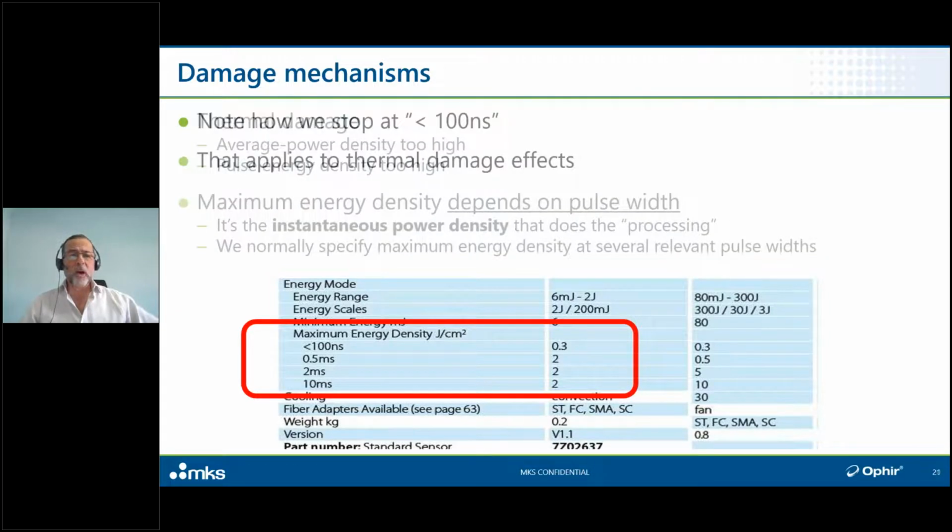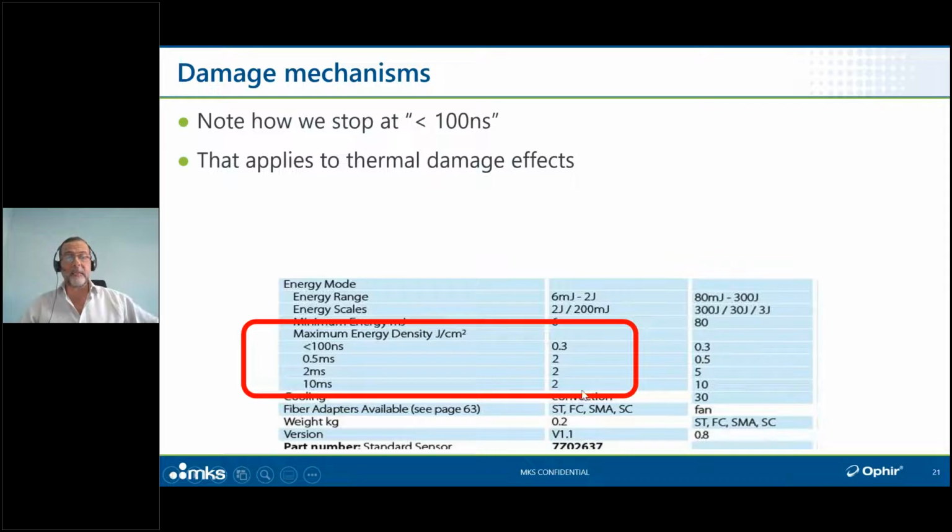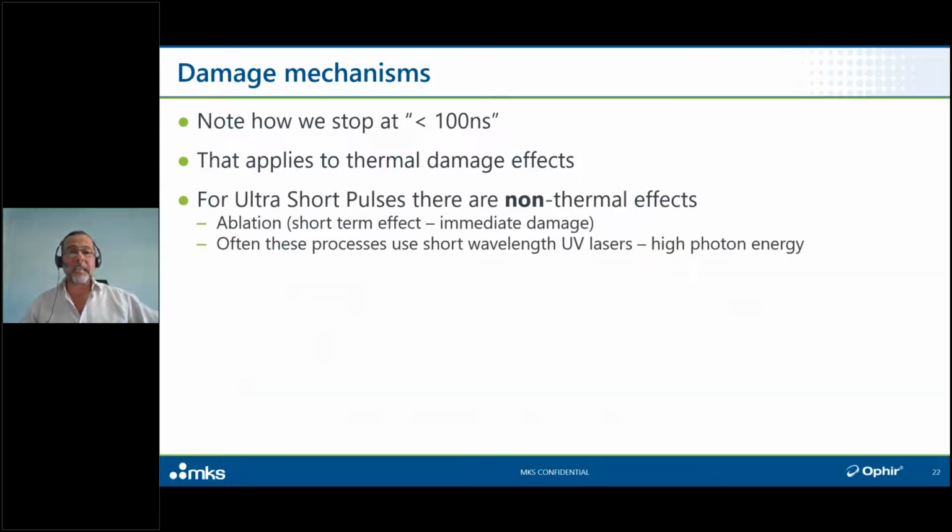Now notice how we stop at less than 100 nanoseconds. That's already the worst case damage threshold. The idea there is that once the pulse is so short that the heat generated by its absorption has no time to move out of the way during the pulse at all, from a thermal damage point of view, I'm going to say that again, from a thermal damage point of view, it makes no difference if the pulse is then even shorter. However, that's only from a thermal damage point of view. Our whole conversation today is about other mechanisms of damage.